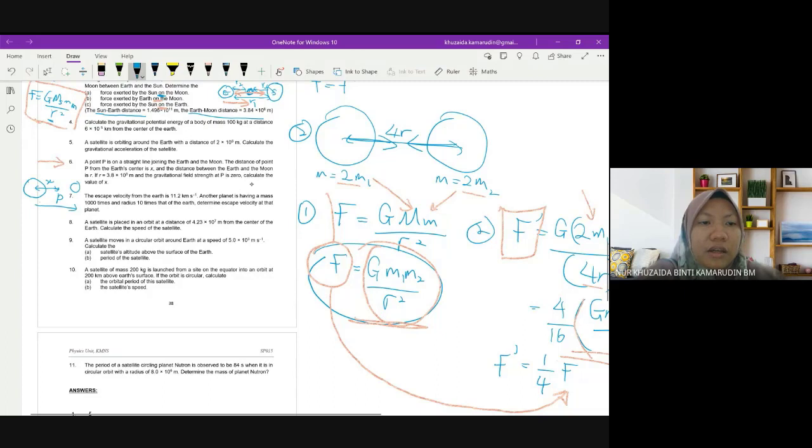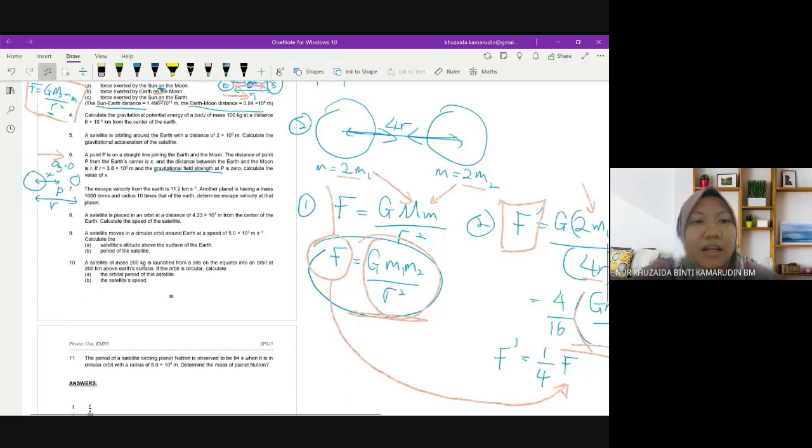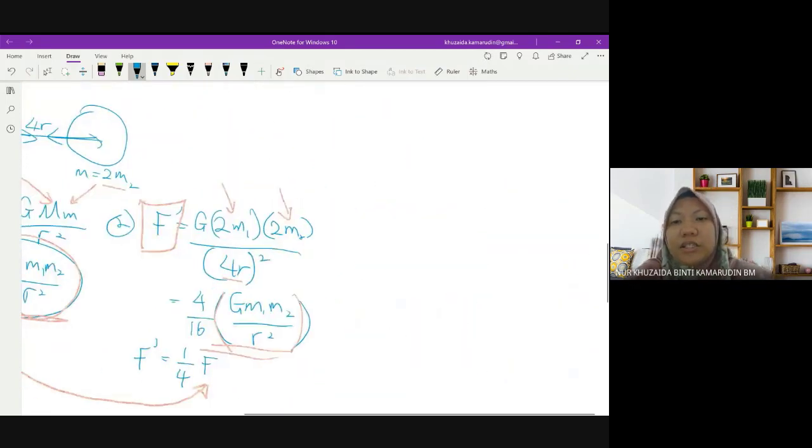So yang ni R. Okay, so dia bagi nilai R, 3.8 times 10 to the power of 8 meter, and the gravitational field strength at P is 0. So calculate the value of X. So dia bagi tahu dekat sini nilai summation kat sini gravitational field strength. Okay, so nilai g di sini, g is equals to 0. Okay, alright, so over here dekat sini soalan dia minta calculate the value of X. So yang ni seperti apa yang kita bincangkan dalam lecture lah. So bila dia bagi dekat tengah-tengah, kita buat semula di sini ya.